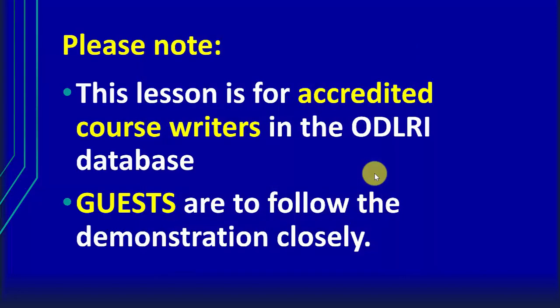By the way, something that we may wish to make a note of. Now, this lesson is for the accredited course writers in our database. What do I mean by that? There are the lecturers in the faculties of human sciences and social sciences that are going to be offering courses at the initial level of our institute. So these are those that we've called accredited course writers.